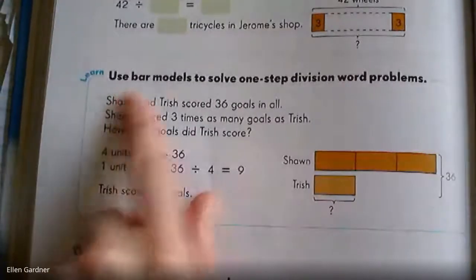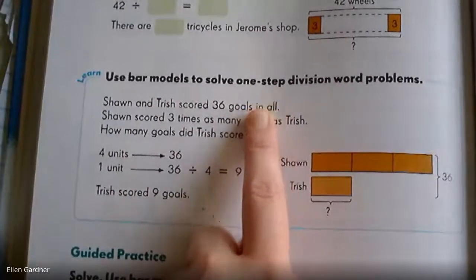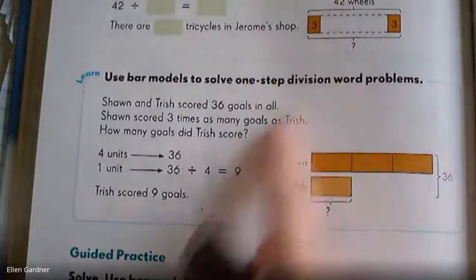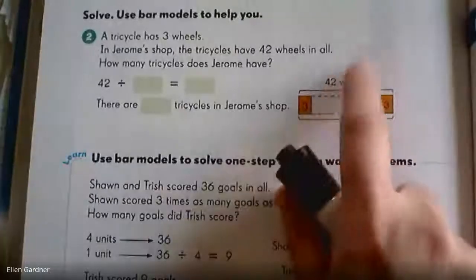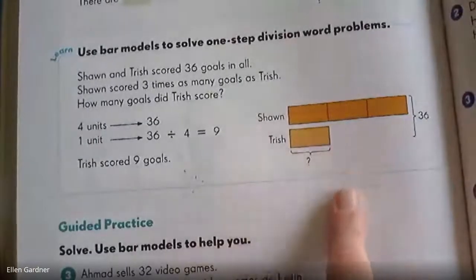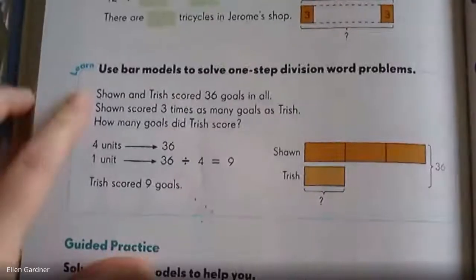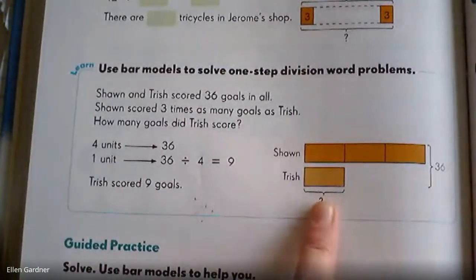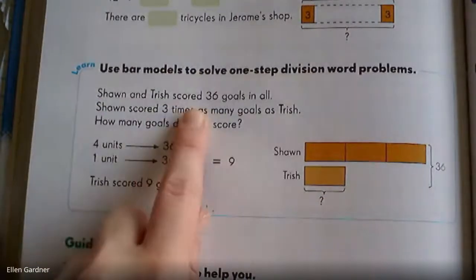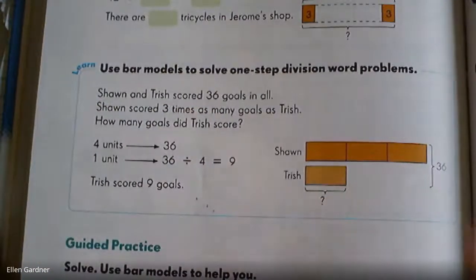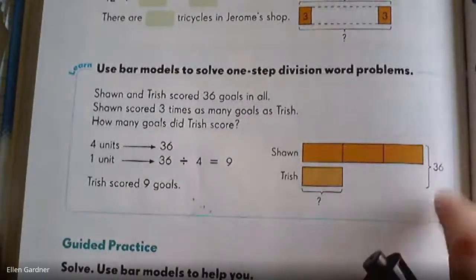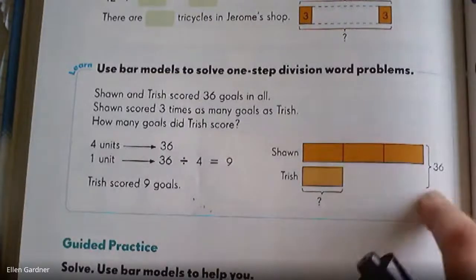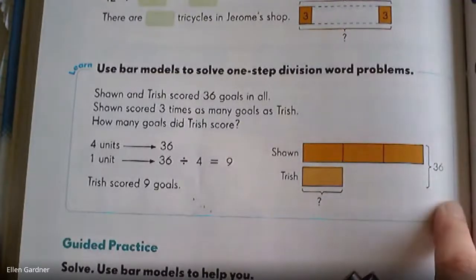Okay, now it says here, use bar models to solve one-step division word problems. As you can see here, we're moving from part whole to comparison now. Here's an example of a word problem that we can solve using a comparison model. Sean and Trish scored 36 goals in all. Our total amount is here on the side. We've got 2 people, and we know how much they scored altogether.